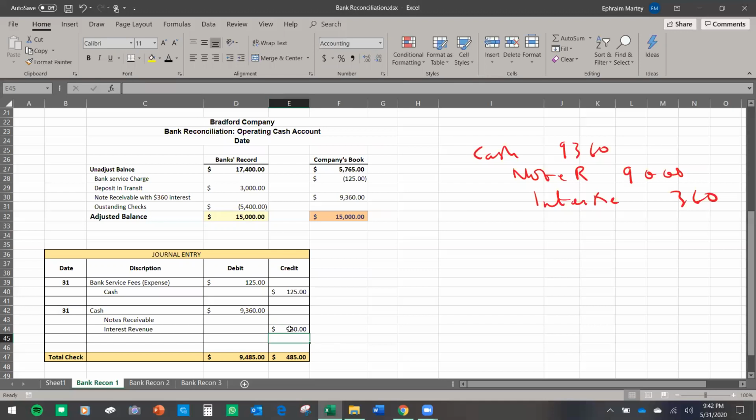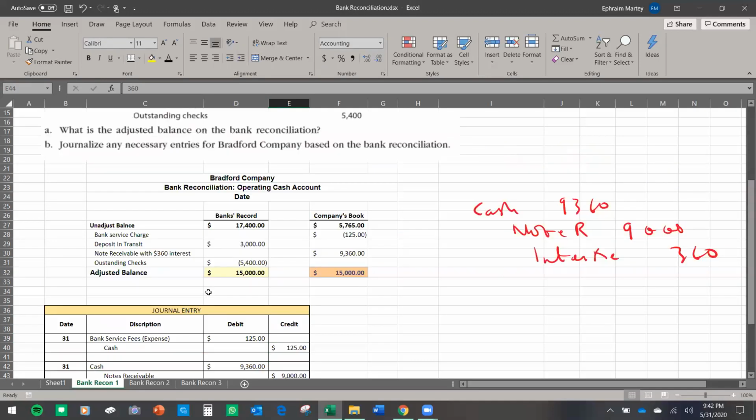So you see what I did? I have my interest revenue here. That means what is my note receivable? The note receivable was the cash minus the difference, so my note receivable was 9,000 and interest revenue was 360, because when you issue a note, it comes with interest. Account receivable does not have interest, but note receivable always should have an interest. If it doesn't have an interest, it's not a note receivable. So keep that in mind.